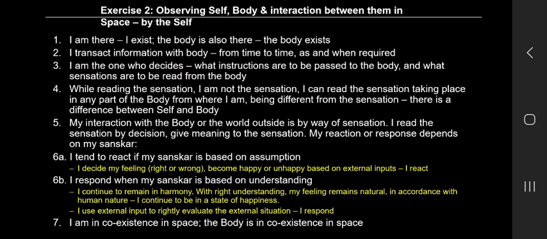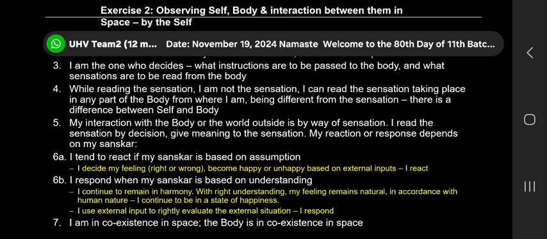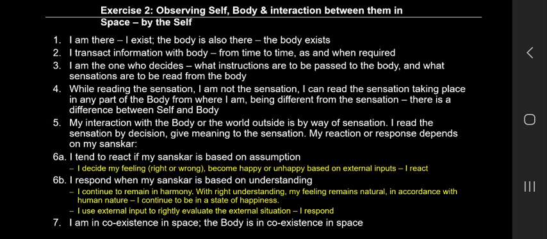So I am not forced to read the sensation of the body or the world outside. It is my choice to read the sensation. So if I think it is important to read sensation, I read it. If I think it is not important, I don't read. So it is my choice. I am not bounded to interact with the body.